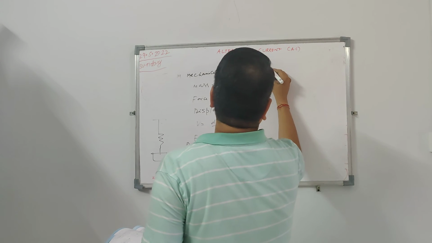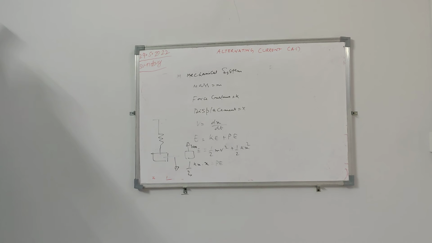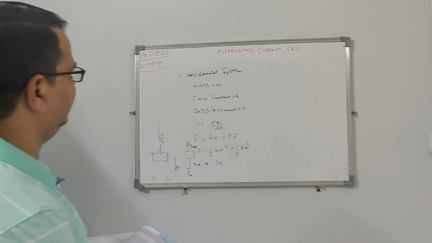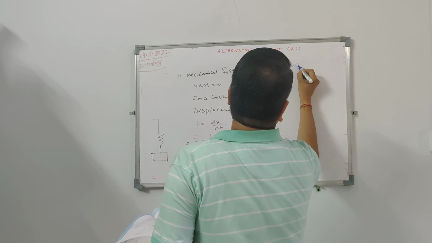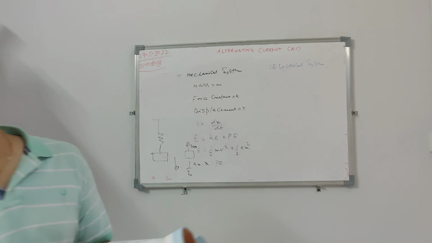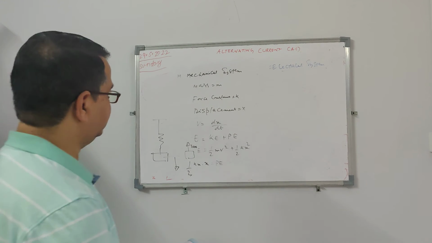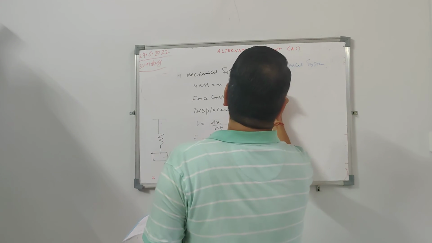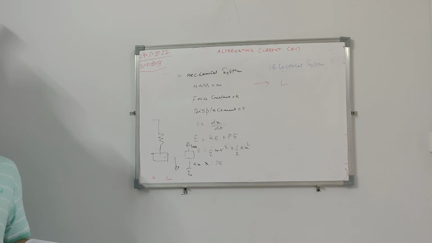For the electrical system, what are the corresponding values? Corresponding to mass, inductance is the corresponding value, because inductance does not allow change of current.